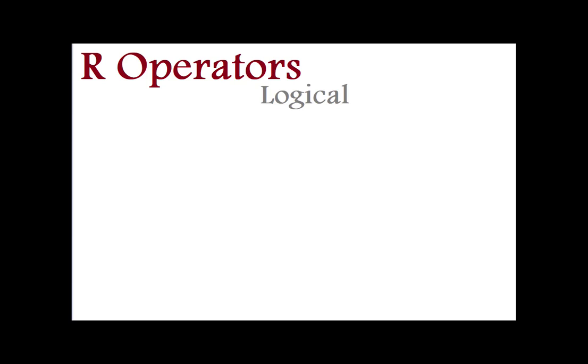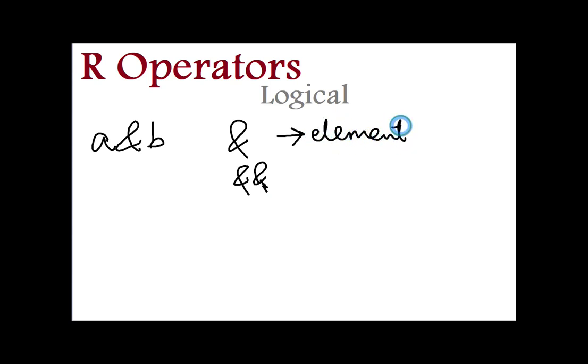Let's learn about the logical operators in R, and the first one we have is the single AND, and obviously we can use it as A and B. We have another operator that is the double AND, and the difference between them is that the first one is element wise. It performs the operation element wise, while the second one is operand wise.